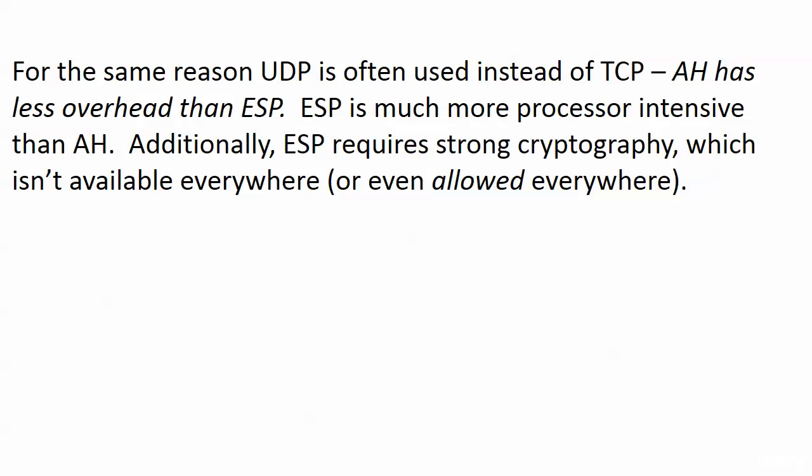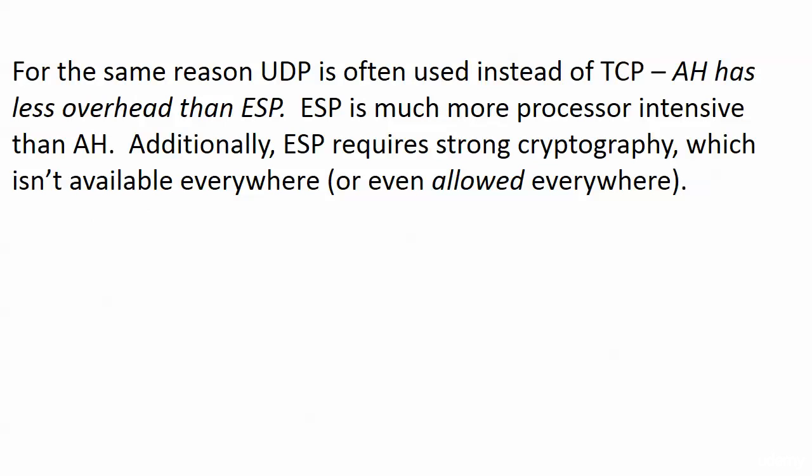Overhead. And that is one of the reasons that you would choose AH over ESP, is that AH has much less overhead than ESP does. ESP is much more processor intensive than AH. The actual encapsulation and de-encapsulation itself, you know, is a lot of extra work for the router that it doesn't have with AH. There's another reason though.